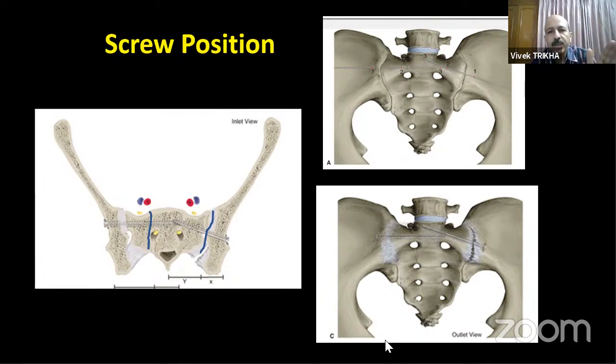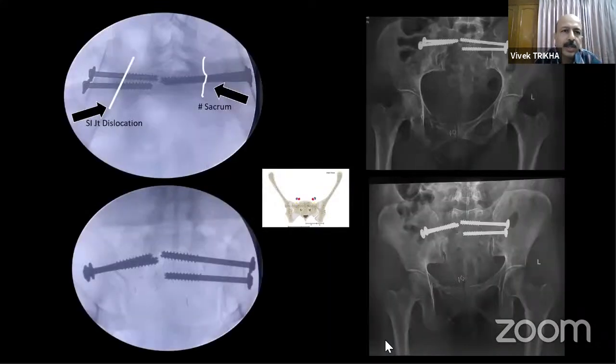So we want to ensure that our screws are going as perpendicular to the fracture or to the joint as possible to get a complete compression and not give us a shear effect. So the screws will be different and the position of them will be different. Keeping that in mind, we see that if the SI joint dislocation was there, we have put in two screws from the left side.